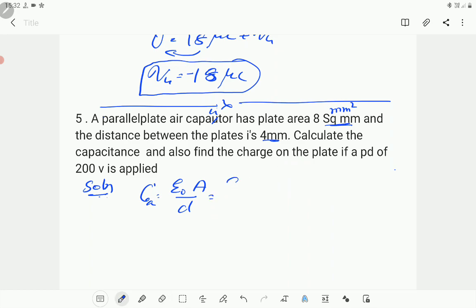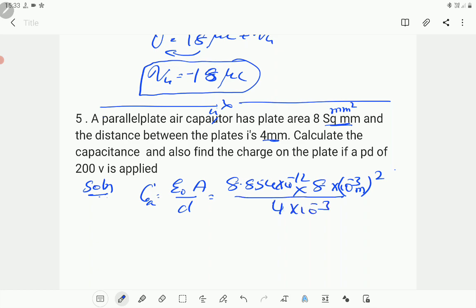Epsilon 0, the value of constant 8.854 10 to the power minus 12 into area is given 8 square millimeter, milli 10 power minus 3 meters whole square. This part you have to square. Divided by separation 4 mm, 10 power minus 3. So the value of capacitance, you try, 8.854 into 8 divided by 4. This is the part of numerical calculation.